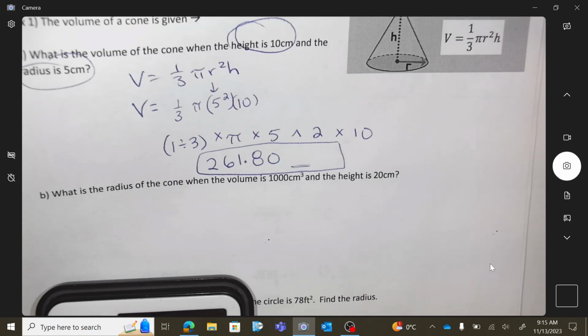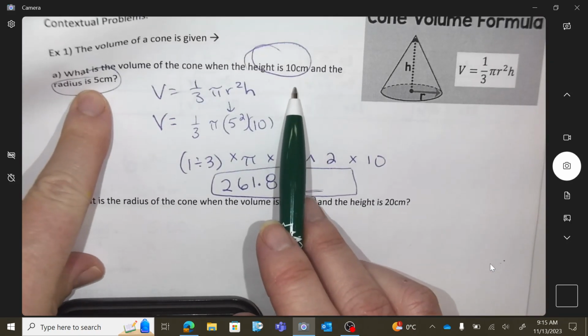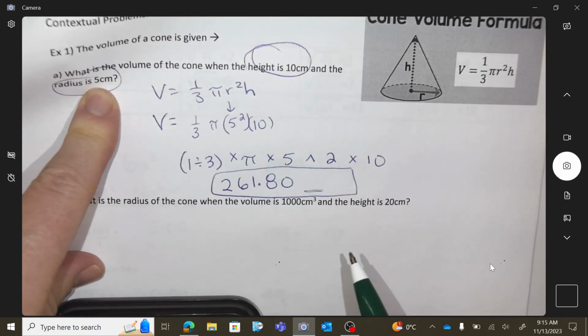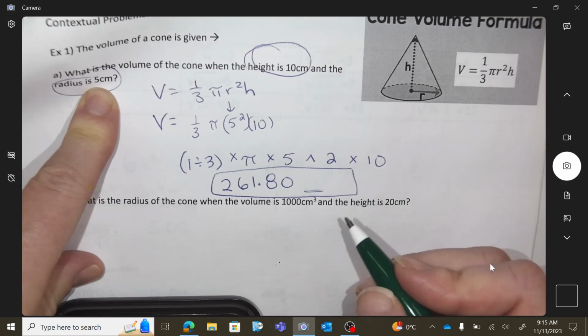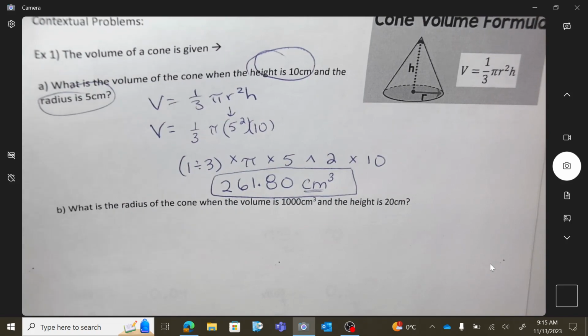So what kind of measurement unit should I put as a volume? So here everything was centimeters, but what do you write for centimeters as a volume? Centimeters cubed. Cubic centimeters is a volume.